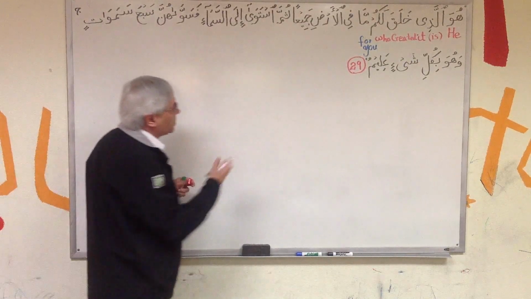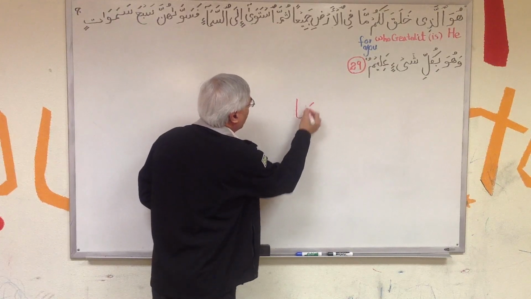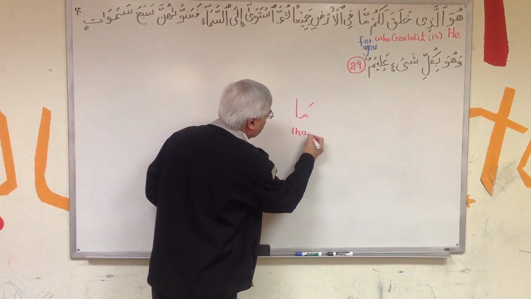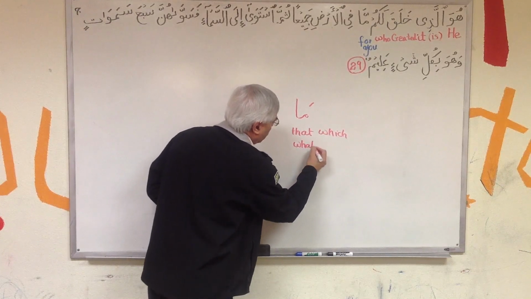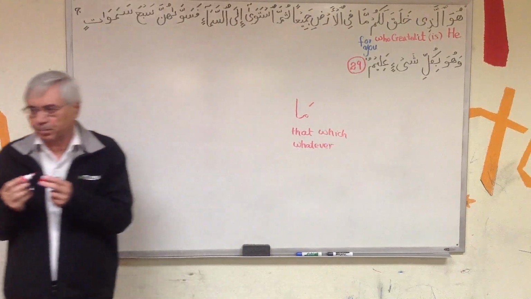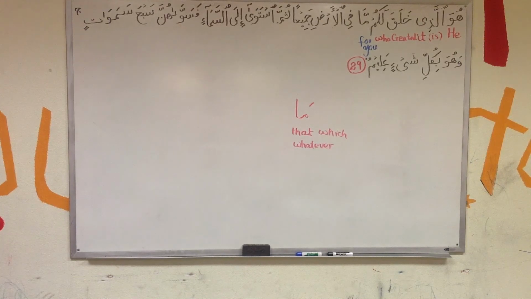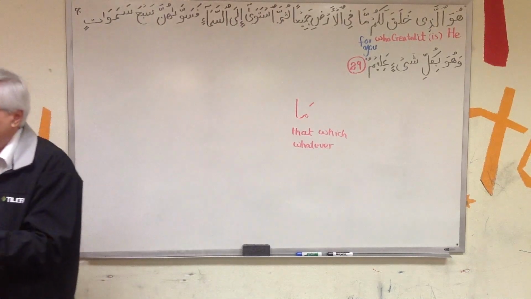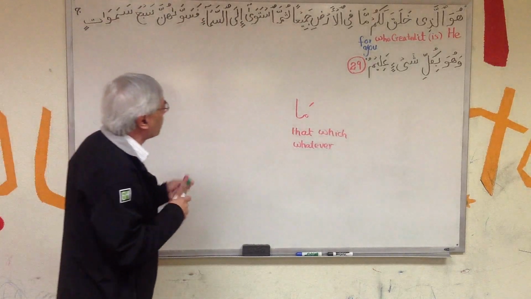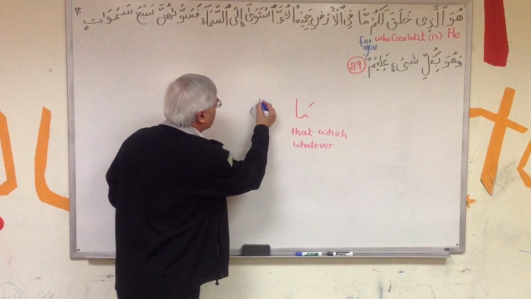So the first word is ma. Ma means that which, or whatever. Both meanings are okay, and you can put either of them. And when ma comes with a verb, its meaning is not. Ma fa'ala, he did not do it. So when ma comes with a verb, then it is not. Here there is no verb, so ma means that which or whatever. Then the next word is fi. Fi means in.